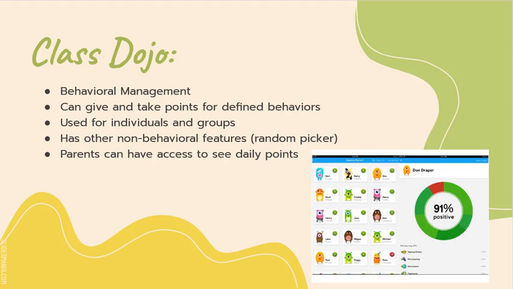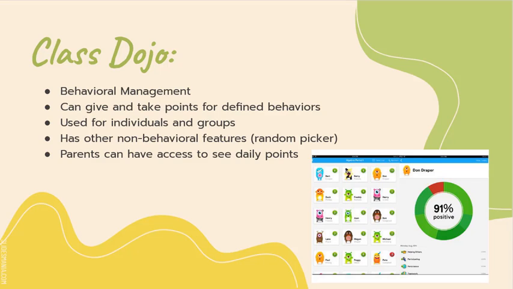The next thing we're going to look at is Class Dojo, which again is a behavioral management program. It's free to create. Each student is assigned an avatar, a little alien-looking person here, and as the teacher you are able to give and take away points for defined behaviors. What's great about Class Dojo is there is a focus on the positive, so you're able to give points as well as take them away, and you're able to define what those points are for.